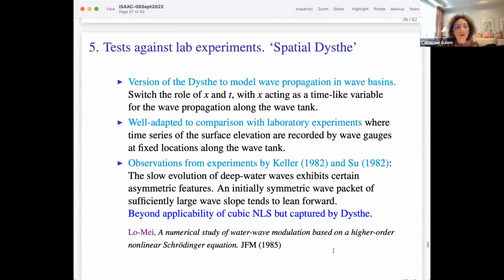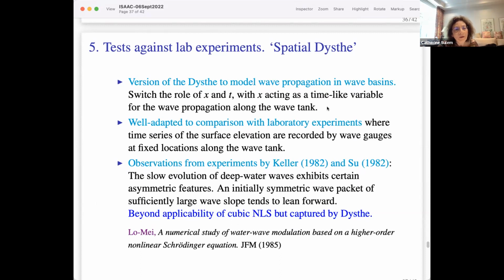So I will skip this discussion about testing against lab experiments, except that I would like to say two things. To test the Dysthe equation against lab, one has to write a version of Dysthe that is called spatial Dysthe, where the roles of x and t are exchanged, because x is acting like a time-like variable for the propagation of the wave in the wave tank. There are some wave gauges placed at fixed locations.